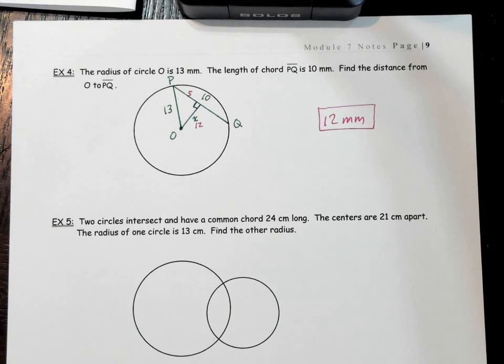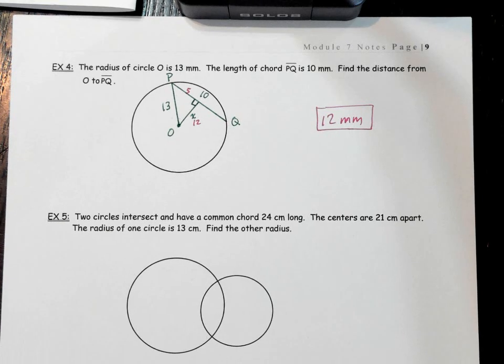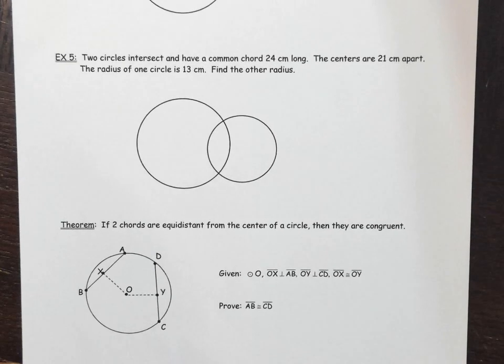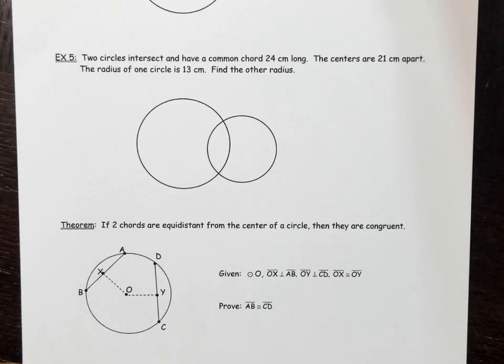Again, if you don't know your triples, please use Pythagorean theorem. Triples make things so much faster. They're hard to memorize at first, but once you know them, then it makes your life so much easier as we go on through this stuff.